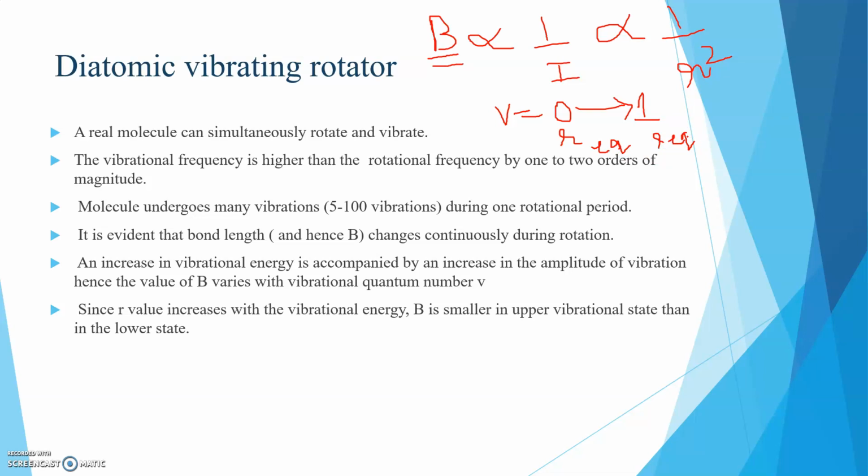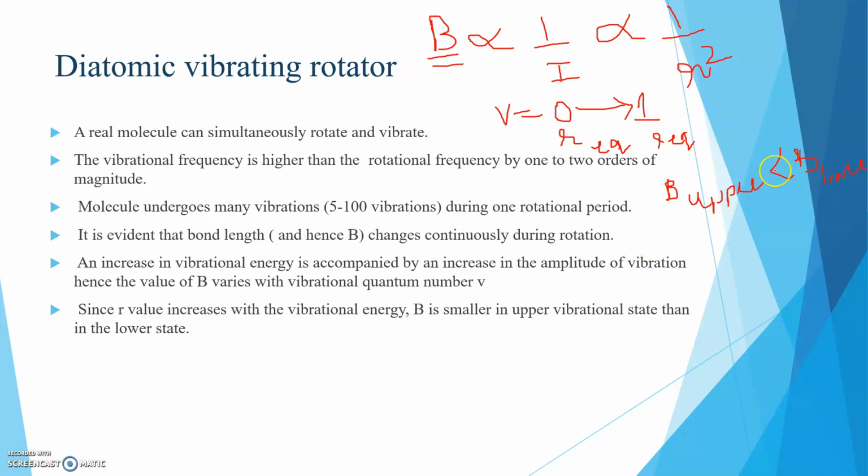This implies that the rotational constant B varies with the vibrational quantum number. Since the r value increases with vibrational energy, B will be smaller in the upper vibrational state than in the lower vibrational state. This is because the r value increases when the molecule undergoes transition from the lower vibrational state to the higher vibrational state, and as the r value increases, the B value decreases, which implies that B is smaller in the upper vibrational state than in the lower vibrational state.